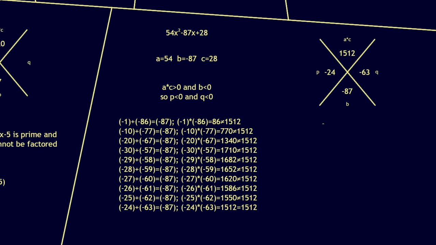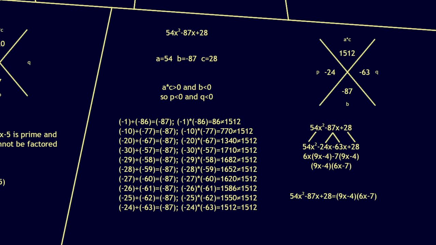Going back to our trinomial, we split the middle term, so we have 54x squared minus 24x minus 63x plus 28. Factoring by grouping, our first group has a common factor of 6x, our second group has a common factor of 7, and the first term from our second group, the negative 63, is negative, so we want to factor a negative 7 out of that second group. Pulling those factors out of their groups brings us to 6x times 9x minus 4 minus 7 times 9x minus 4. And once again, we have that shared factor with the quantity 9x minus 4, so factoring it out gives us our final answer of 9x minus 4 times 6x minus 7.